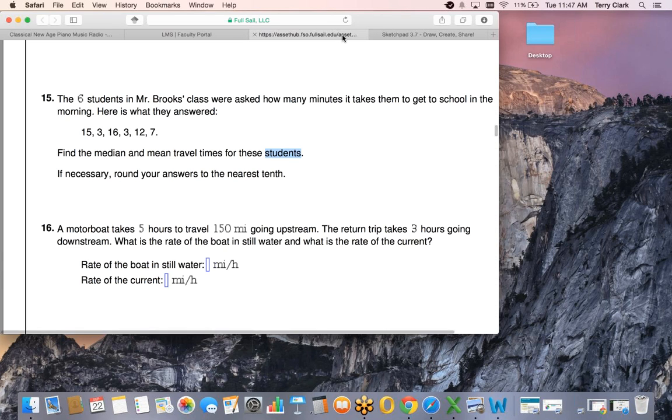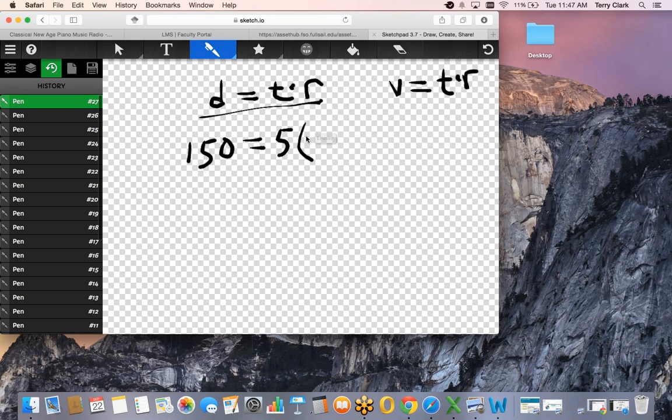But in this problem, I've got two rates. I've got the speed of the boat and the speed of the current. And if you look at the problem right underneath there, it's telling you the rate of the boat and the rate of the current. So the rate of the boat, I'm going to call that X. And the rate of the current, I'm going to call that Y. Now, this is going to be X minus Y.